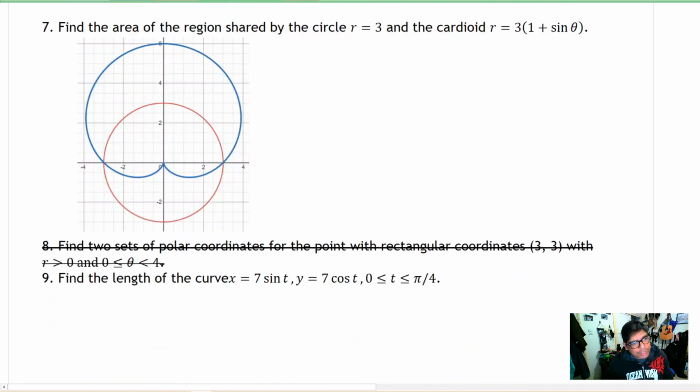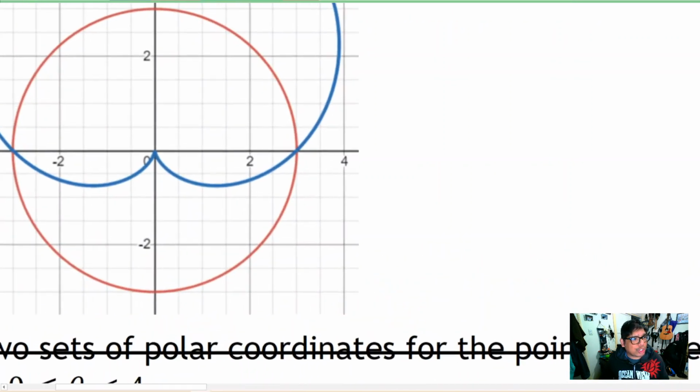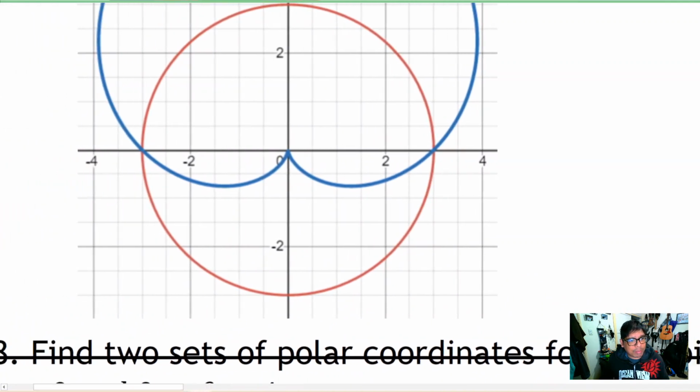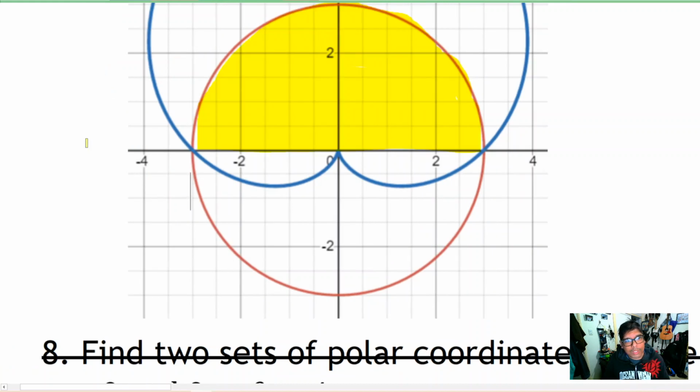On an AP test, this would usually be given to you, so I'm not too concerned about that. Let's take a look at our shaded region, or what should be shaded. It's shared by both of these curves. So inside both of these curves, where is that region? Well, definitely it includes this semicircle above the x-axis.